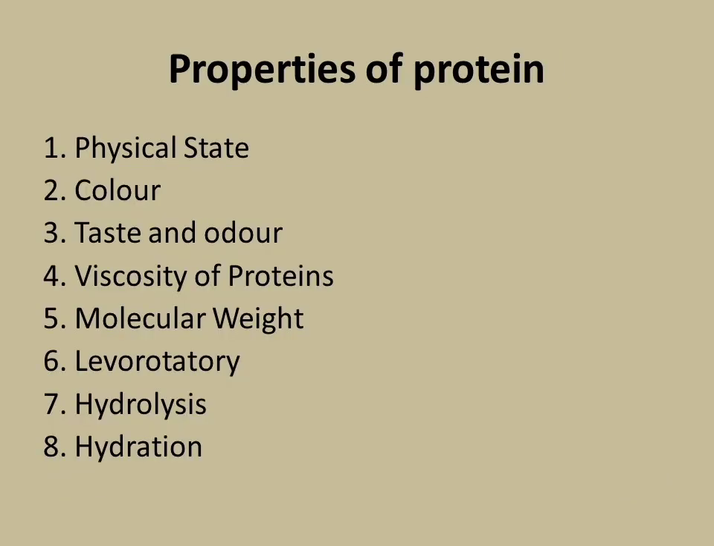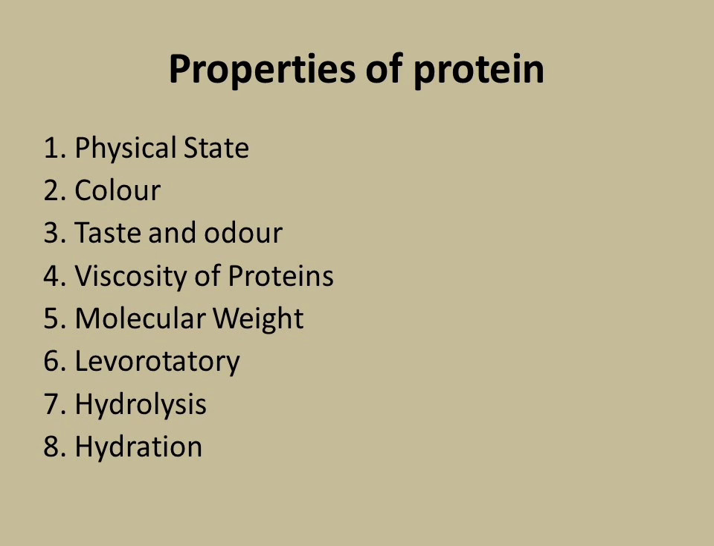Now let us see the properties of protein. Physical state. Most of the proteins are hydrophilic colloids. A few proteins such as insulin, tobacco mosaic virus, etc. are crystalline in nature. Color. Proteins have no characteristic color except chromoproteins. Chromoproteins are colored and the color is imparted by the metallic prosthetic group. Taste and odor. A pure protein is tasteless and odorless.